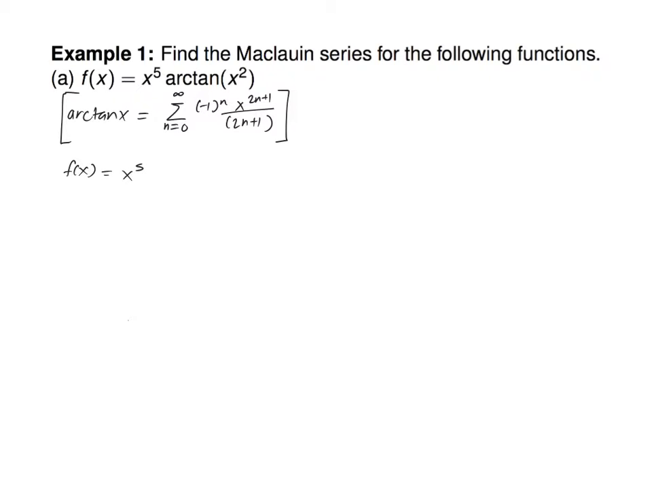All right, so how would you handle the arctan of x squared? Leave the x to the fifth off the front for now. How would you handle this x squared? What would you do with that x squared? Enter it in for x. So that becomes x to the fifth times the sum from n equals 0 to infinity, negative 1 to the n, (x squared) to the 2n plus 1 over 2n plus 1.